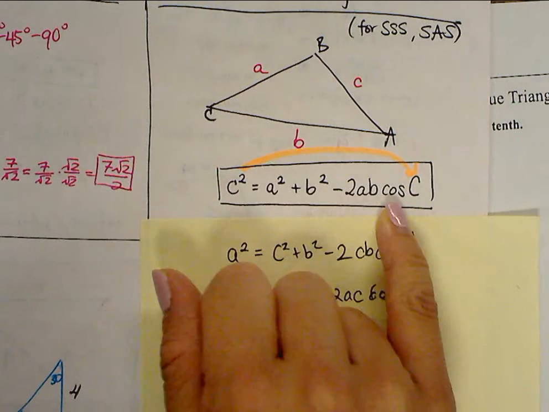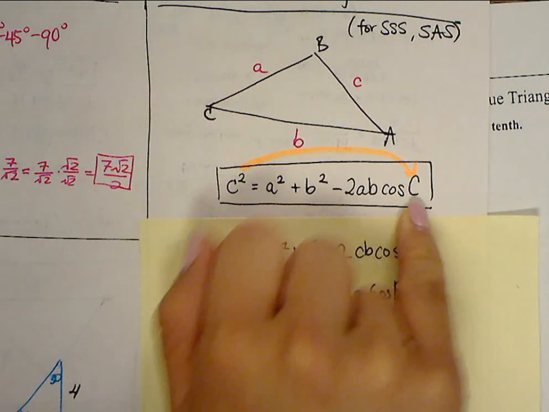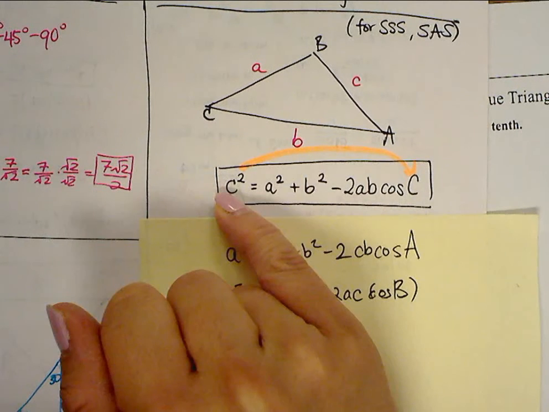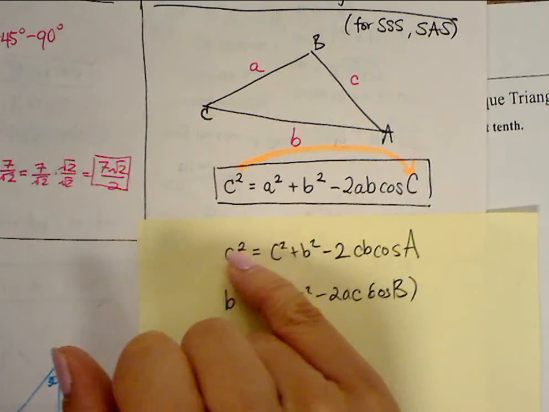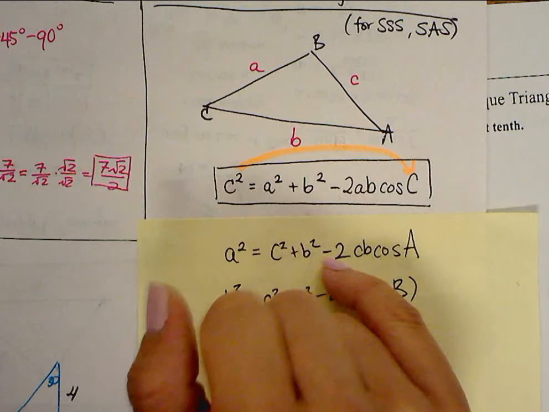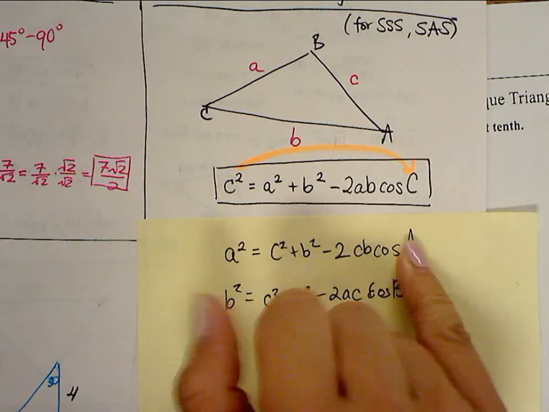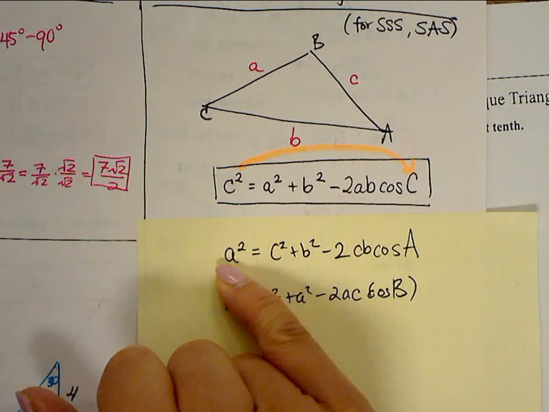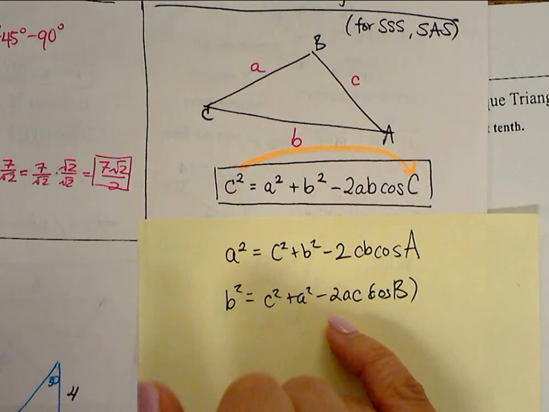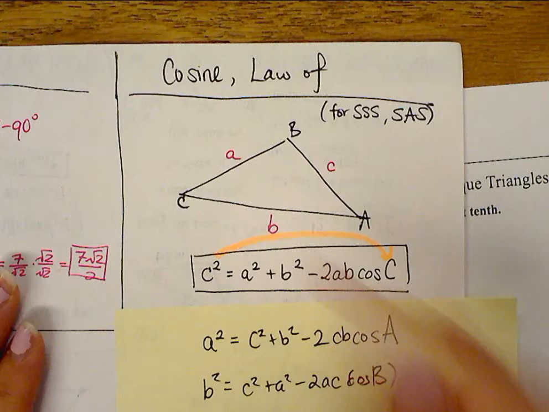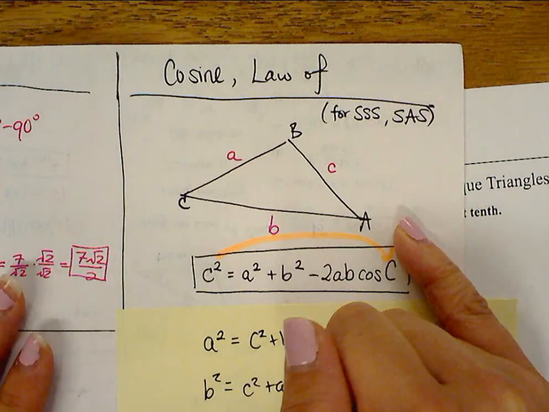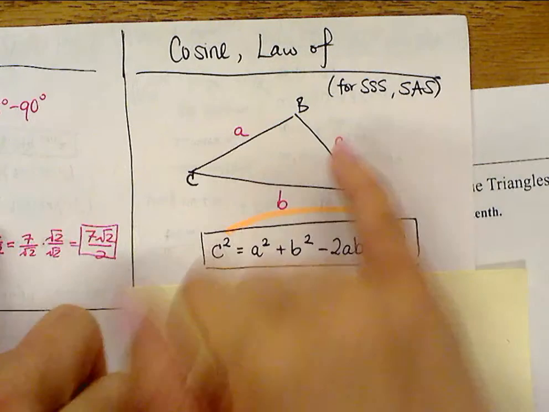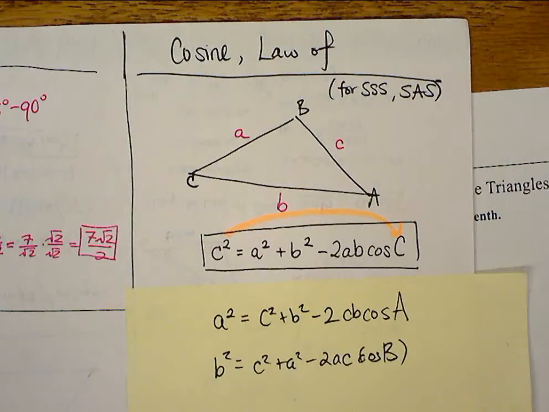The key is that this angle C is across from this side C. It doesn't have to be C, A, and B. We can say a squared equals c squared plus b squared minus 2cb times cosine of A, as long as this angle A is across from that side a. We could similarly say b squared equals c squared plus a squared minus 2ac cosine B. Even though it's like the Pythagorean theorem, it's not, because this is not a right triangle, so we don't really have a hypotenuse. So any of them could be the C, any of them could be the A, any of them could be the B. The reason I say that is, okay, let's write.